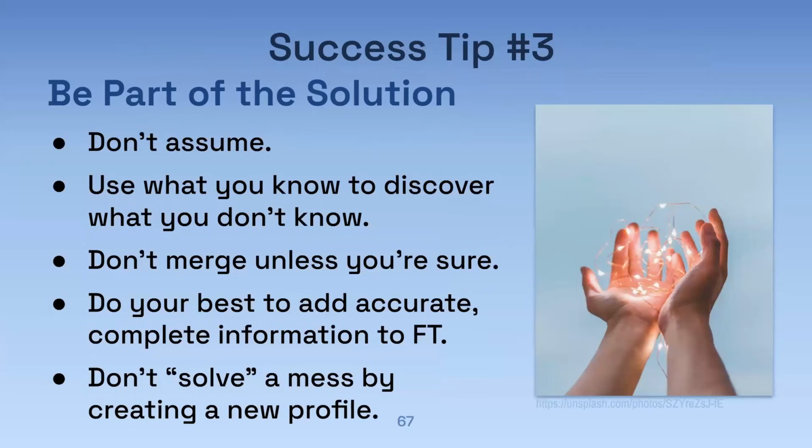So success tip number 3 is to be part of the solution instead of part of the problem. Ways that you can do that is not to assume. Don't just make broad assumptions without some kind of proof. Use what you know to discover what you don't know. Don't merge unless you're sure the two profiles represent the same person. Do your best to add accurate and complete information to Family Tree.